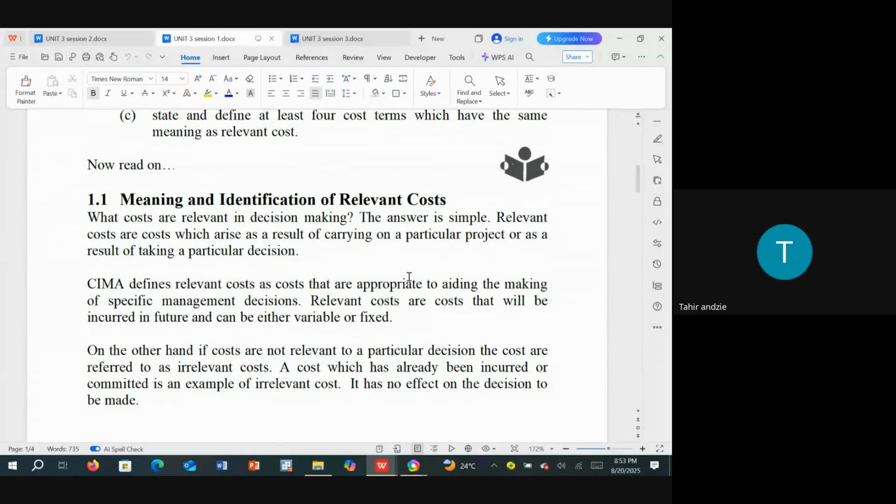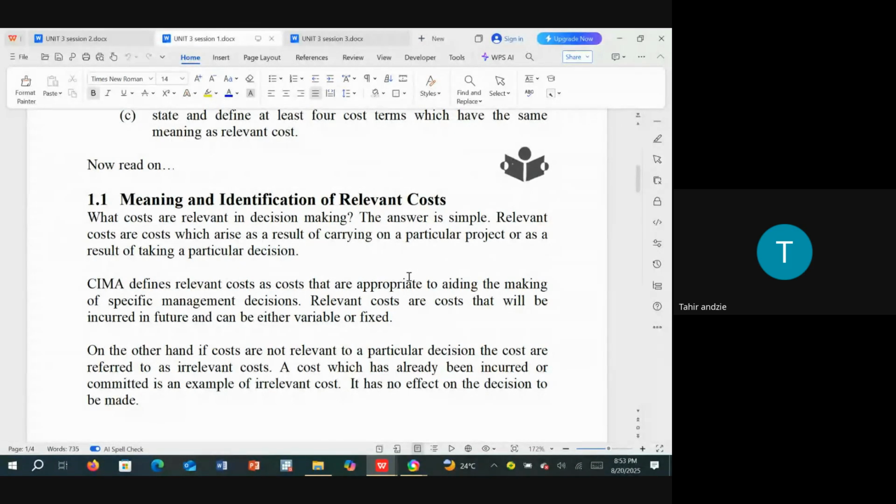According to the Chartered Institute of Management Accountants, they define relevant costs as costs that are appropriate to aiding the making of specific management decisions. So if a cost is going to aid management in making a particular specific decision, then that cost is relevant.